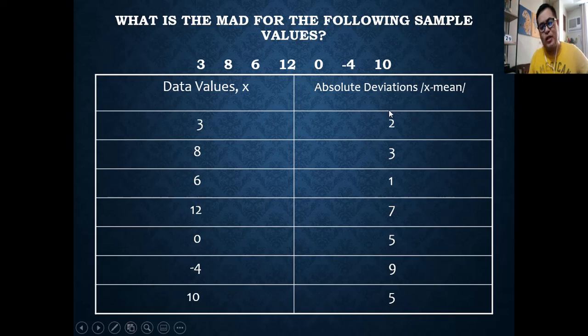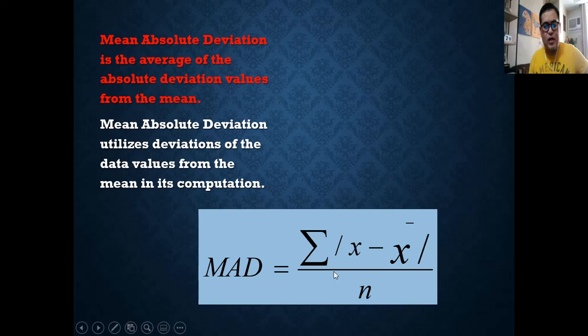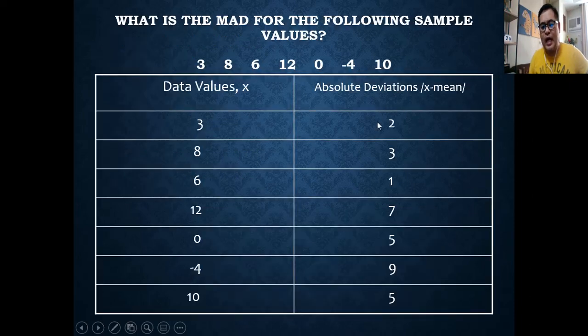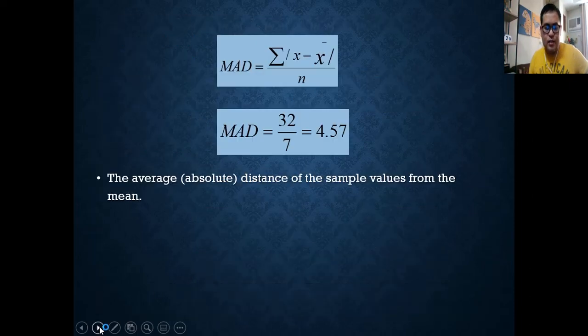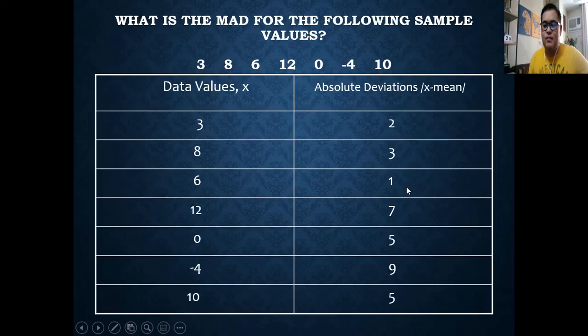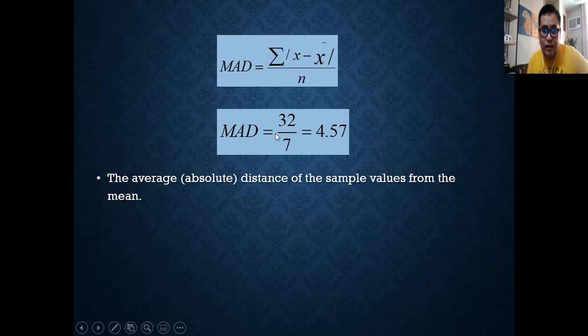So what's next? You are going to add this because according to the formula, summation of the absolute value of x minus x bar, or x minus mean. So we have to add all of this. Adding all those using the formula, that is 32. Okay? So going back, 2 plus 3 is 5, 6 plus 7 is 13, 13 plus 5 is 18, 18 plus 9 is 27, 27 plus 5 is 32. So that's why we have 32.